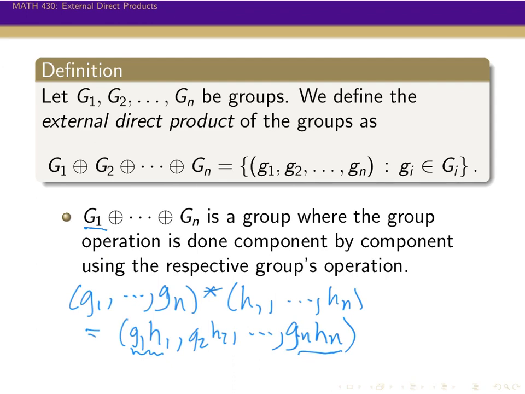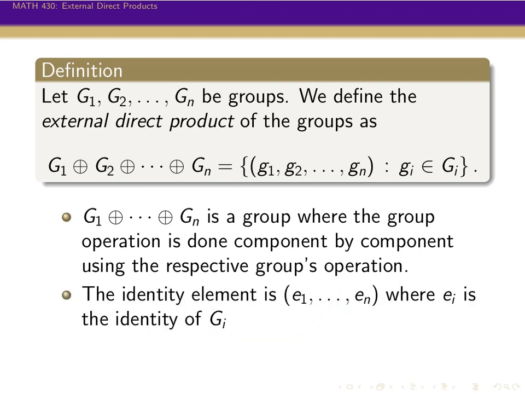And so this does form a group. In this group, the identity element is the element where the identity for each respective group is in the right component. So it's E1, E2 up to En. And so that's the identity. So when you apply it to any other element component-wise, it doesn't do anything to each one. There is no cross combination between components. Everything is kept broken apart component by component.